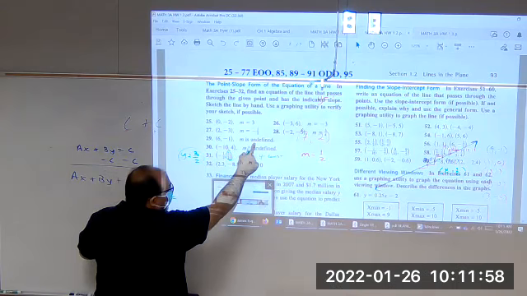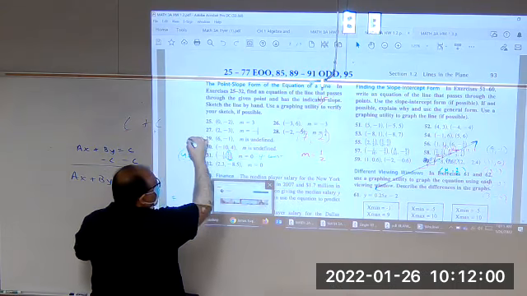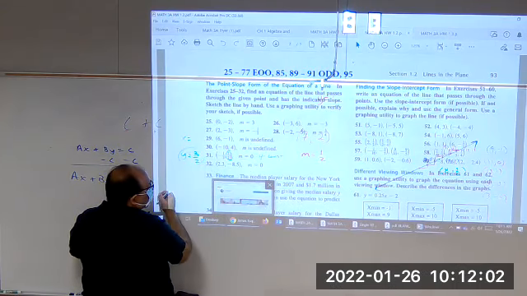If it's undefined, that's vertical. So x equals a constant. What does x equal? It equals 6.